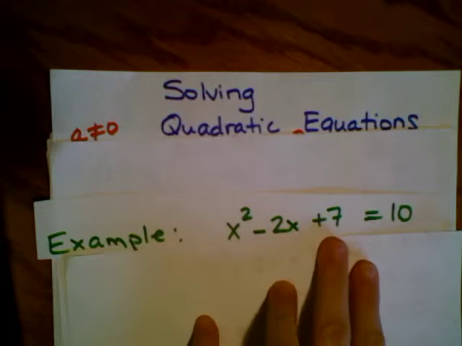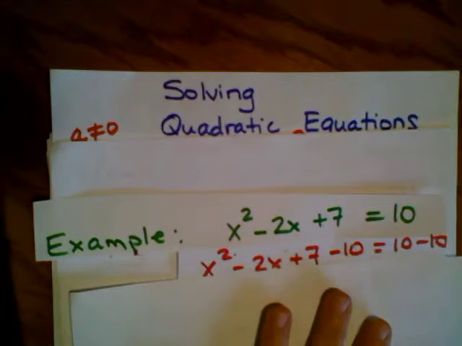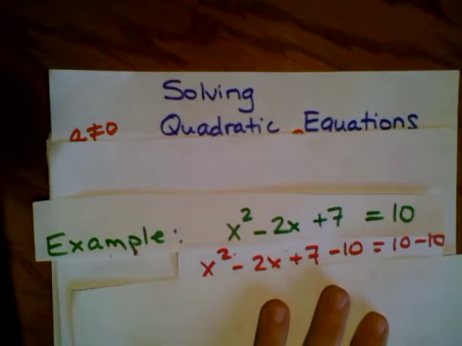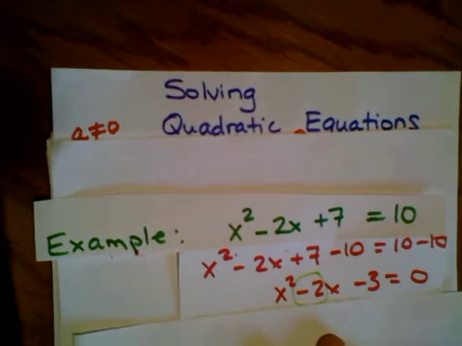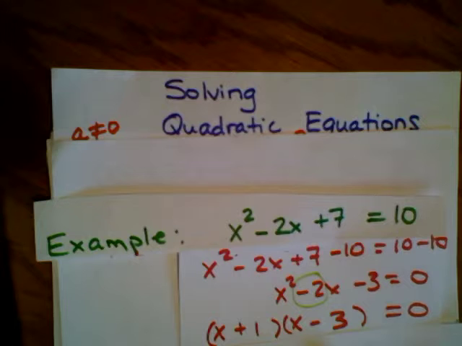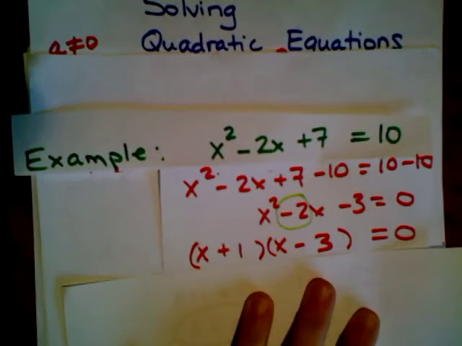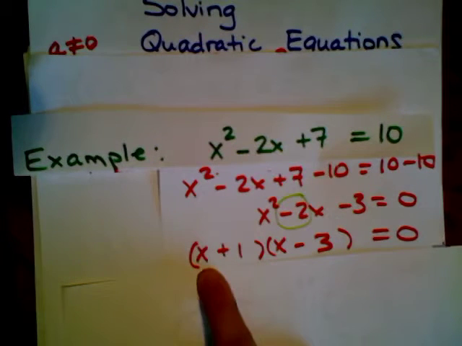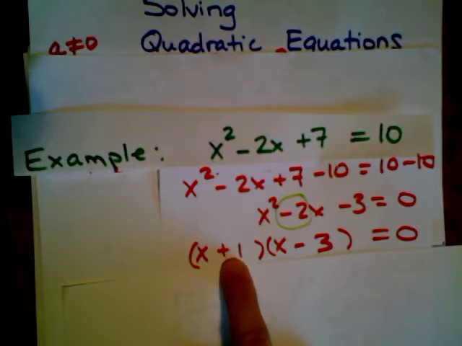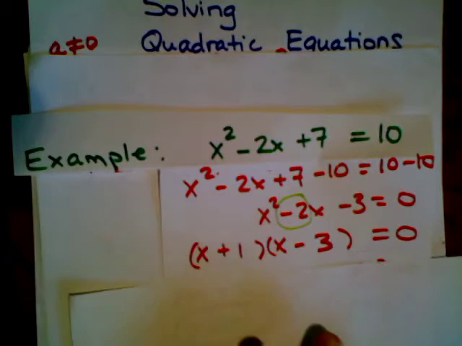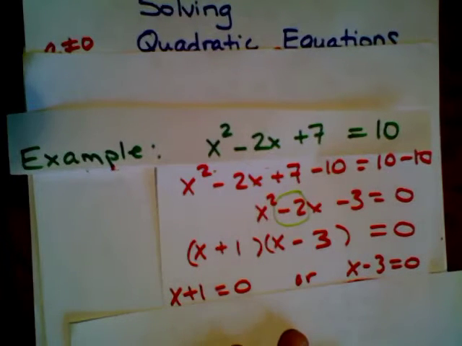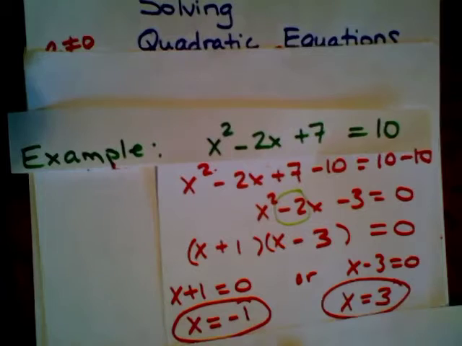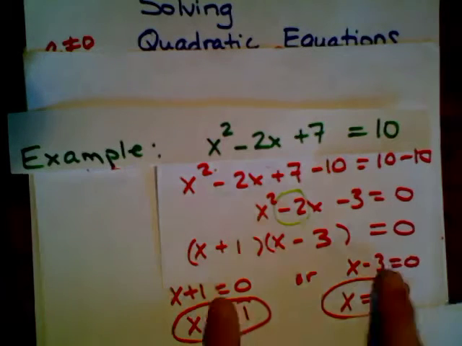Well, we chose to use the zero product property. So we had subtracted 10 from both sides, collected like terms, factored the red trinomial into x plus 1 times x minus 3. And then the zero product property said either the first factor is 0 or the second factor must be 0. And we separately solved those two linear equations.